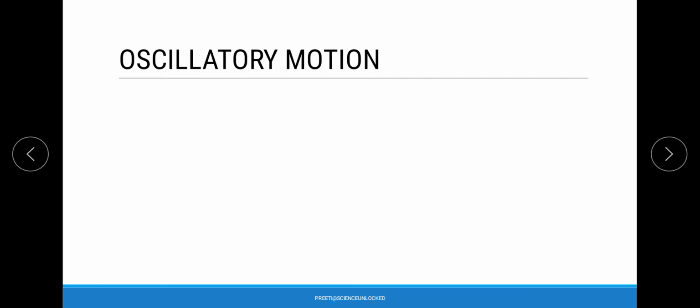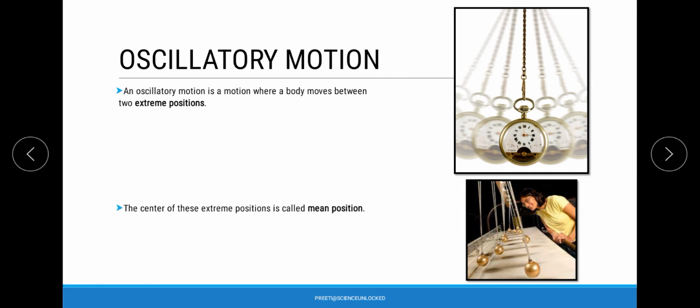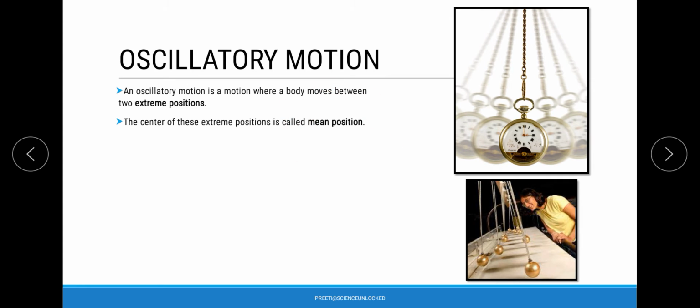Now the next part that we have is the oscillatory motion. This is a kind of motion that we have not discussed before. We have discussed a little part of it but not the whole of it. It is a kind of motion where a body moves between two extreme conditions, the extreme left and the extreme right, and there is a center to these extreme positions which is called the mean position.